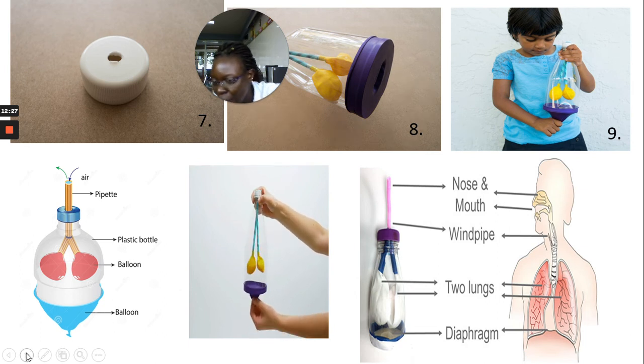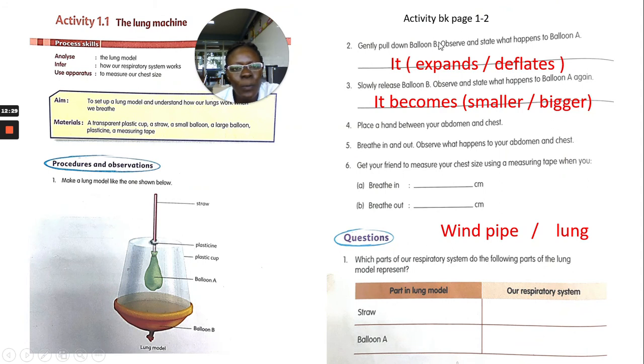Okay. So the question is, gently pull down balloon B. So you pull down that balloon, and then what will happen to balloon A? It will expand. To expand means to become bigger. Deflate means to become small. What do you think will happen? So when you have your model, I would like you to try that and please write down the answer.